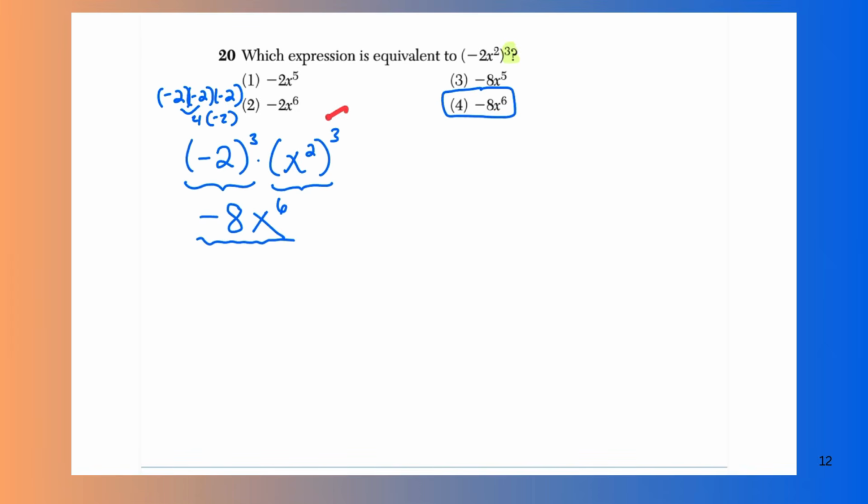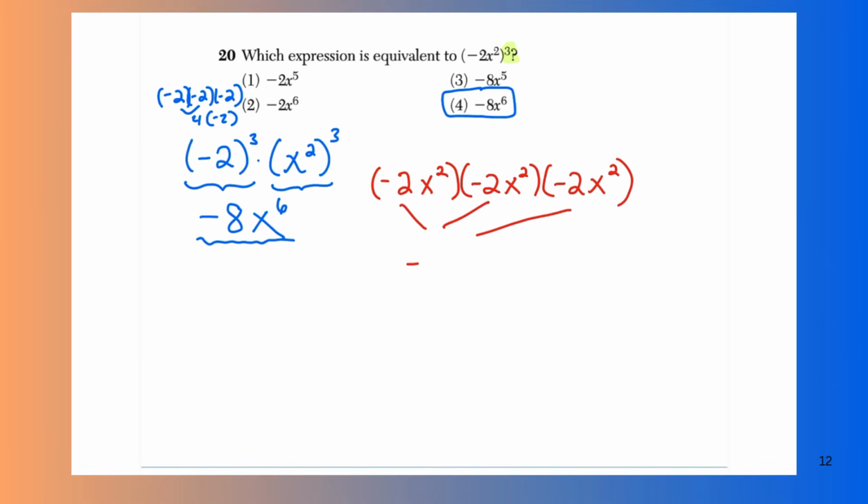Now if you don't remember the power to power rule that I applied here, the other way you could look at this is, let's expand it out. So this means negative 2x squared multiplied by negative 2x squared multiplied by negative 2x squared. So now I have negative 2 times negative 2 times negative 2. We already did that. And now you can look at this one of two ways. The x squared is being multiplied by the x squared and the other x squared. The product rule, so when we're multiplying expressions that have the same base, we're supposed to add the exponents. So this would become 2 plus 2 plus 2, which of course is the same thing as multiplying 2 times 3. So I get, again, negative 8x to the 6th power.